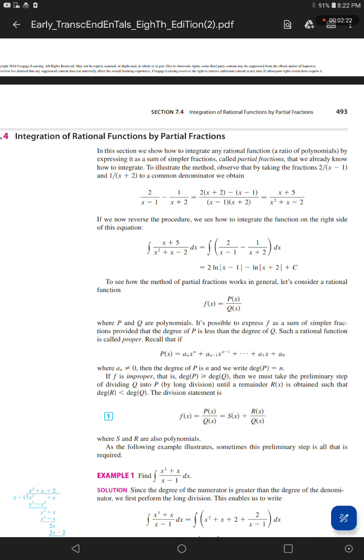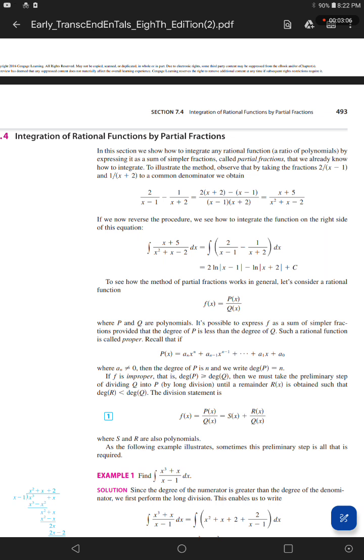To see how the method of partial fractions works in general, let's consider a rational function f(x) equals P(x) over Q(x), where P and Q are polynomials. It's possible to express f as a sum of simpler fractions, provided that the degree of P is less than the degree of Q. Such a rational function is called proper.